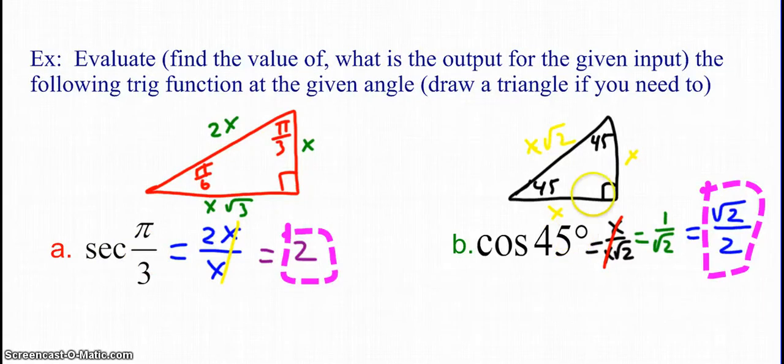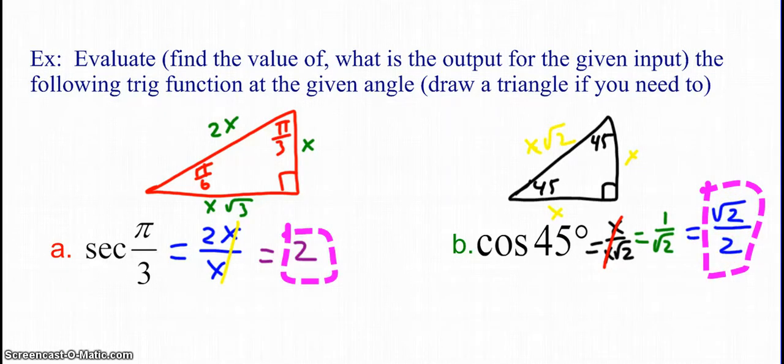Cosine of 45 degrees. This is a 45, 45, 90 triangle then. So I label my sides x, x, x root 2. Cosine is adjacent over hypotenuse, so x over x root 2. The x's cancel, and I get 1 over root 2. I rationalize, which is root 2 over 2.